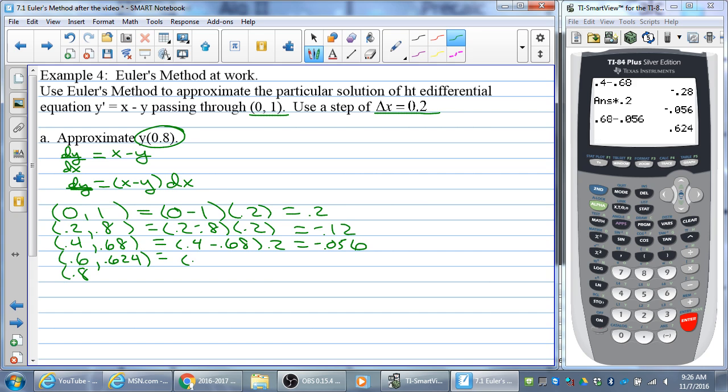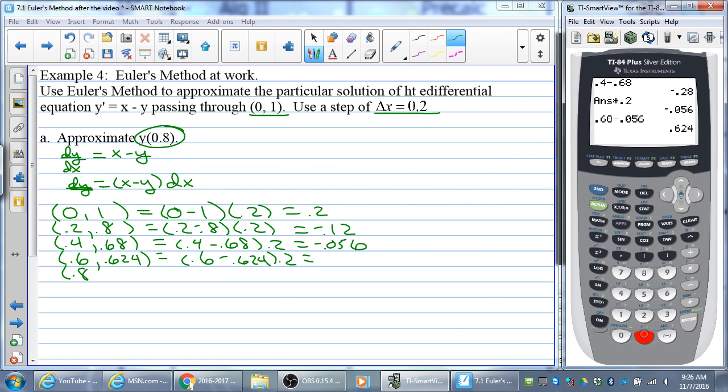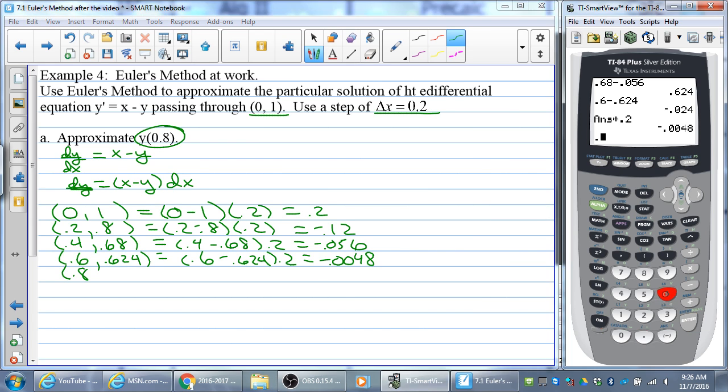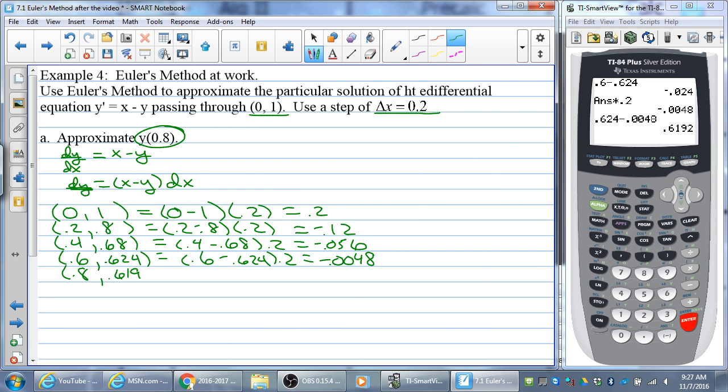Here we go. This is the last step, by the way. 0.6 minus 0.624, and we're going to multiply that by 0.2. We're going to get a value. So now y decreases by 0.0048. So we go back to the y, 0.624 minus 0.0048, and that's our answer, 0.6192. That's all approximations, though.